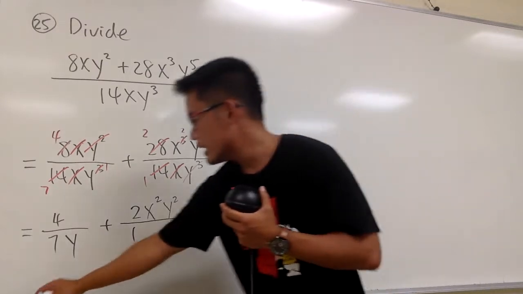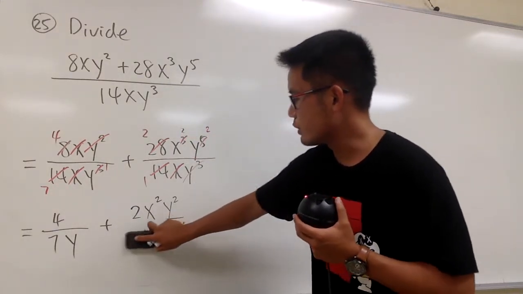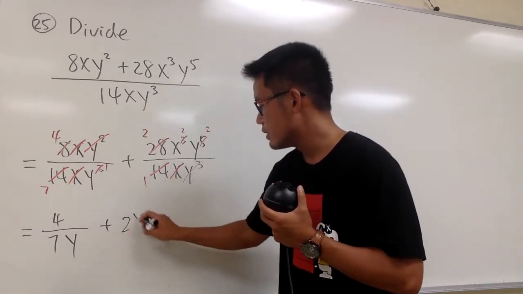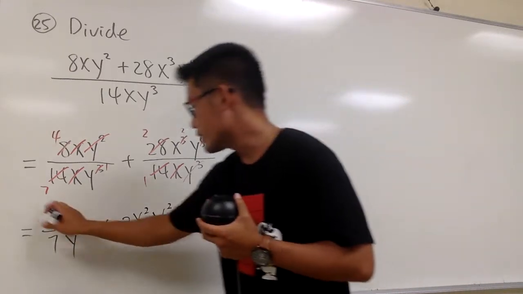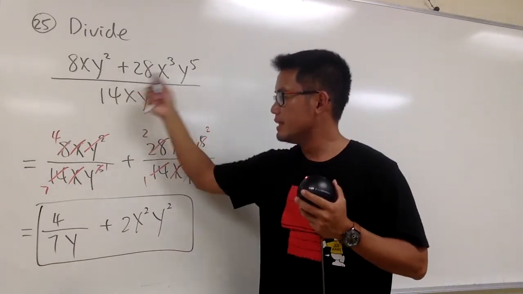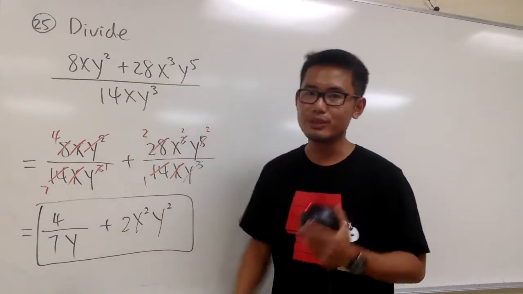And notice that this is just over 1, so I didn't need to put over 1. I can just write this down. 2x squared y squared, and let me write it down better. 2x squared y squared, like that. And we are done. This is it. Once again, split the fractions and reduce each one individually. That's it.